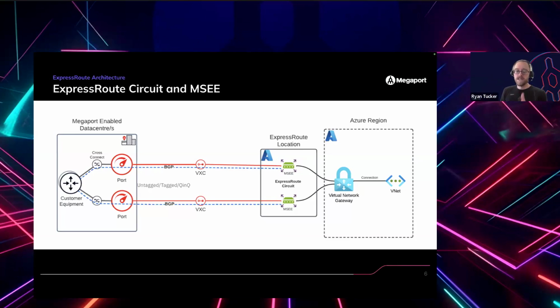So starting from where the customer is, there's the ExpressRoute circuit at the ExpressRoute location. That includes two links. That's connected back to the region where there's an ExpressRoute gateway, or virtual network gateway. And then from that gateway, there's a connection which attaches to a particular VNet or multiple VNets.